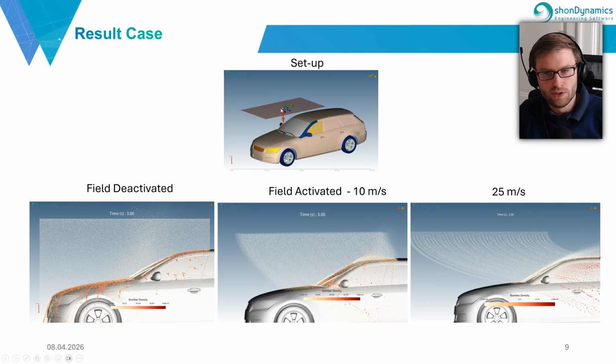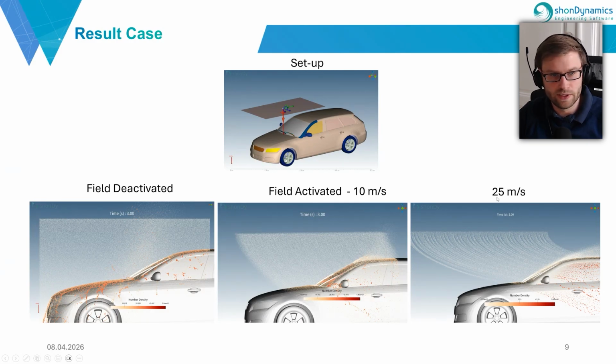I want to show you now the results of these kinds of simulations in a slightly different setup, but here also the rain setup at the top of the car, with different flow fields. One is with the field deactivated, so the rain comes directly, straight onto the car, then with a rather slow boundary condition of 10 meters per second flow field, and 25 meters per second flow field.